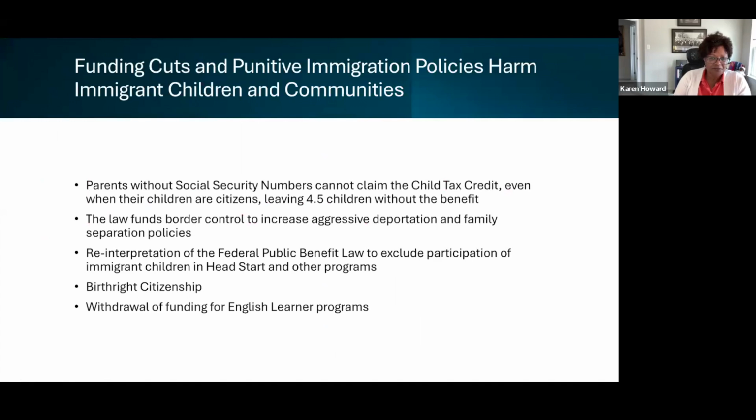The child tax credit, which we all wanted to see expanded, was expanded, but not for immigrant children or families. Children living in immigrant families who are themselves citizens will not get this tax credit. So that leaves 4.5 million children without this benefit.